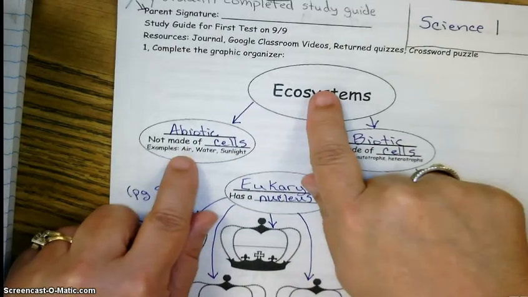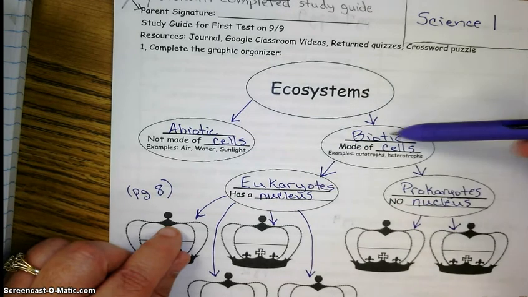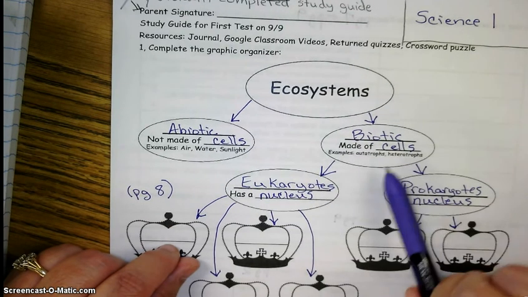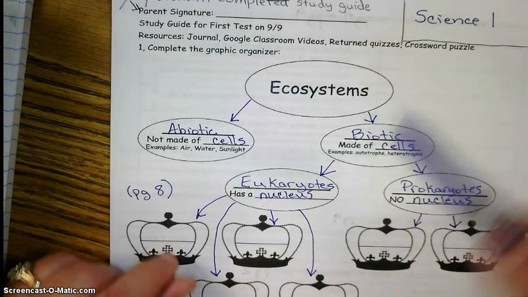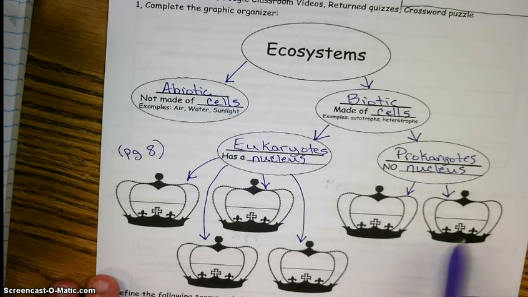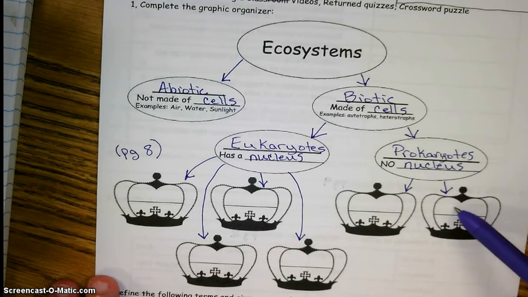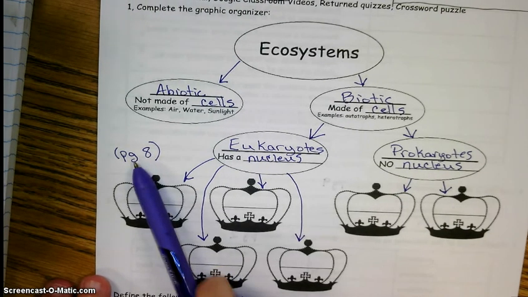I'm going to tell you about ecosystems. Draw your arrows. These are divided into 2 parts. You've got abiotic and biotic. Abiotic is not made of cells. Biotic is made of cells. All cells can be either eukaryotes or prokaryotes. This is where your 6 kingdoms go. There are 4 kingdoms that are eukaryotic and 2 that are prokaryotic. Look on page 8 to find those answers and look them up.